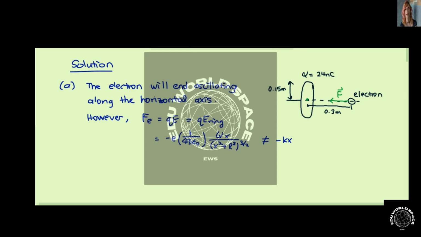So the oscillation is not a simple harmonic motion. It is oscillatory, but it's not simple harmonic. So this is the answer: oscillating along the horizontal axis.